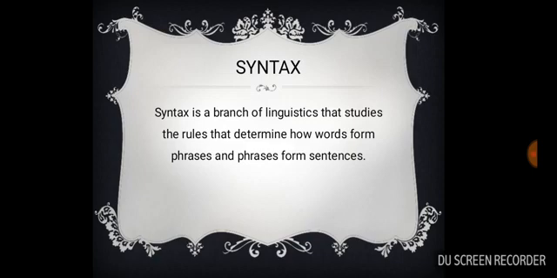Syntax examines how sentences are formed, and language users use a special variation that allows forming elements in a sentence. In syntax, there are several parts of the sentence structure that the writer will explain, namely subject, verb, object, complement, and adverb.